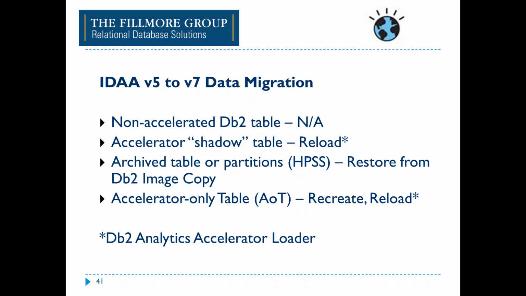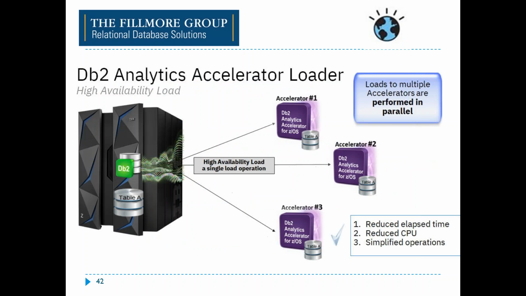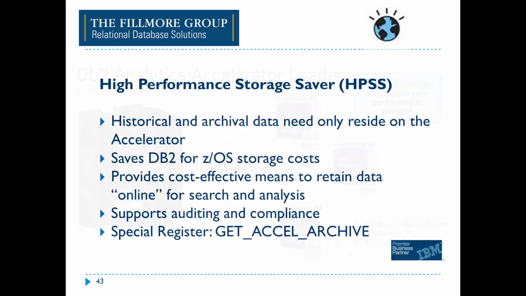The Db2 Analytics Accelerator Loader is going to help with a lot of those scenarios. For example, the loader, which IBM OEMs from Rocket, can load multiple accelerators from the same source at the same time. And that may be a key component that you would want to consider if you have dozens or hundreds of terabytes of data in the accelerators today. So here's an example of the loader, the high availability load: a single load operation, 3 accelerators getting loaded at the same time. Reduced elapsed time, reduced CPU, simplified operations.